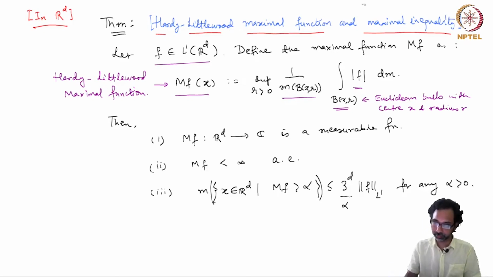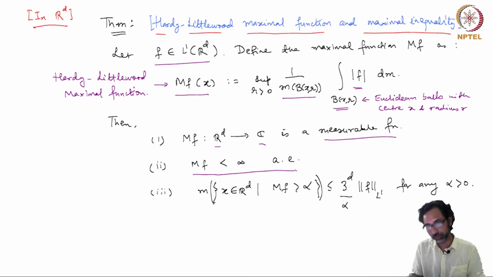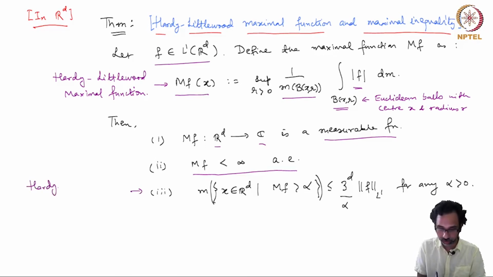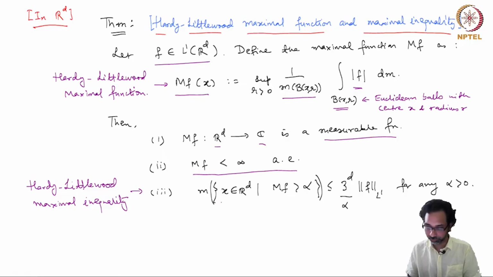So the statement of this theorem says 3 things. First is that the Hardy-Littlewood maximal function, which is defined as a function from R^d with values in C, is a measurable function. Second is that it is finite almost everywhere in R^d, and the third is the Hardy-Littlewood maximal inequality, which says that the measure of points in R^d for which Mf(x) greater than alpha is less than or equal to 3 to the power d over alpha times the L1 norm of f.